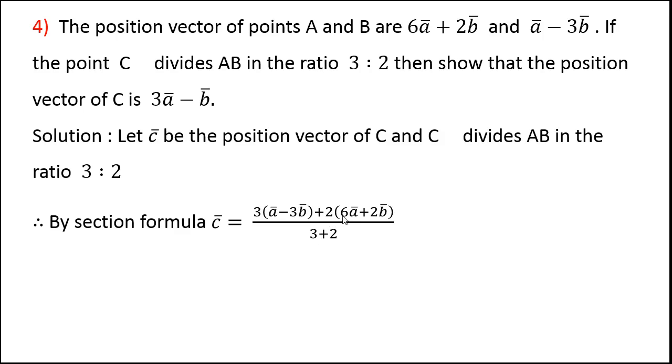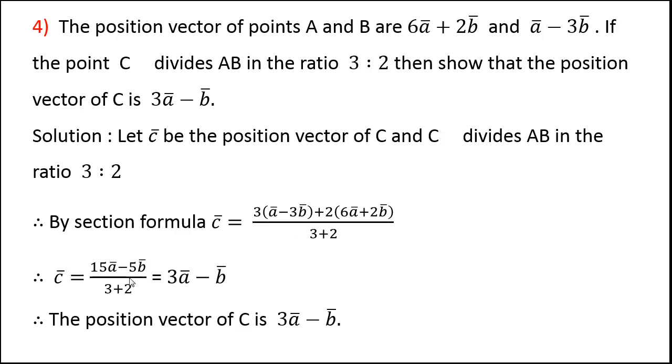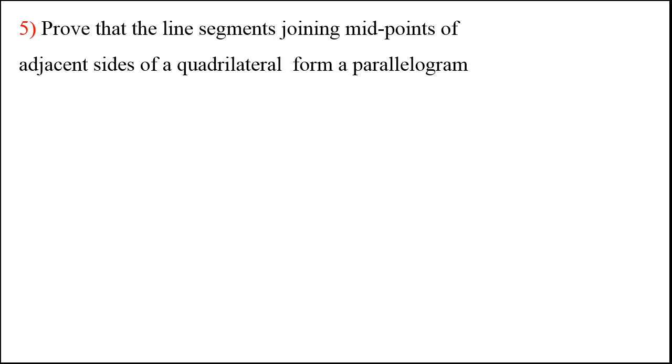So 6 times 2 is 12a bar plus 3a bar, that is 15a bar. 15 divided by 5 is 3, and 2 times 4 is 8, minus 9, gives minus 5b bar. It is divided by 5 and that gives minus b bar. So it was a simple, straight application of the section formula for internal division.